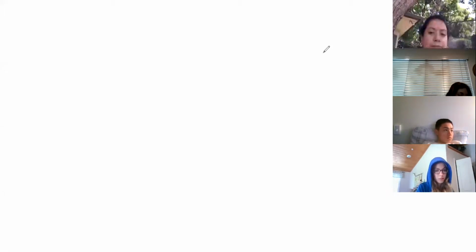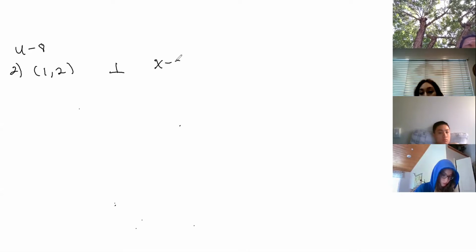Can you do number 2 from Unit 8? Okay, so number 2 is asking, write the equation of the line passing through the point 1, 2, and is perpendicular to the line x minus 2y equals -5. And write it in slope-intercept form.